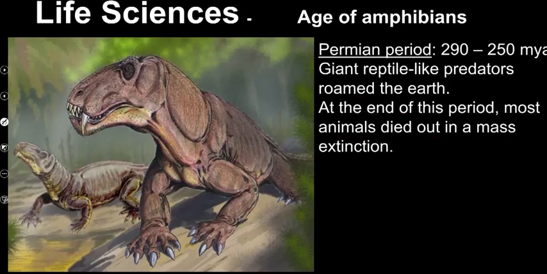Then some of these giant organisms arose. This looks like a reptile, but it's actually an amphibian. And as you can see, check his teeth. He was a rather ferocious predator. At the end of this period, though, there was a huge mass extinction, and most of the animals that had existed in those lush forests died out.